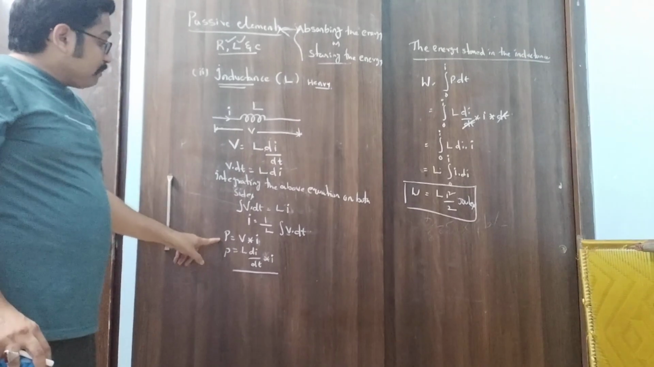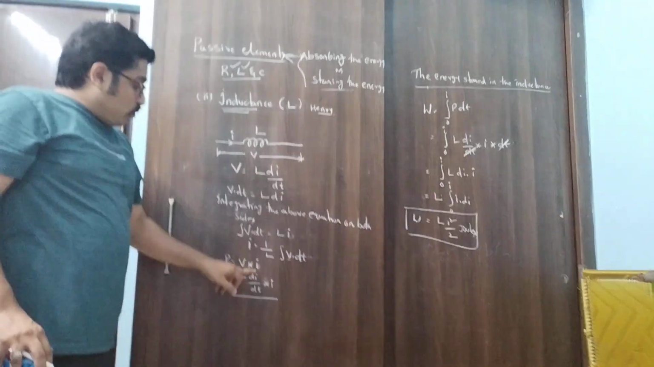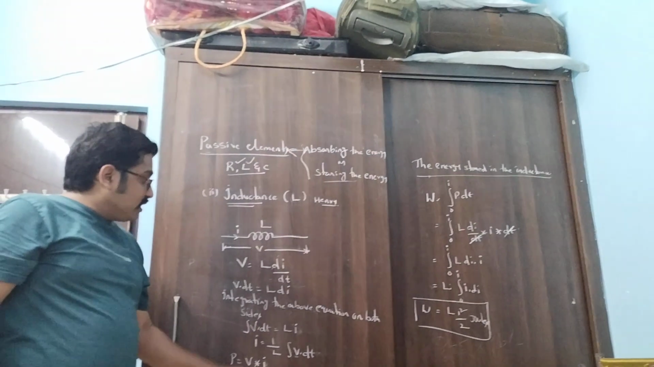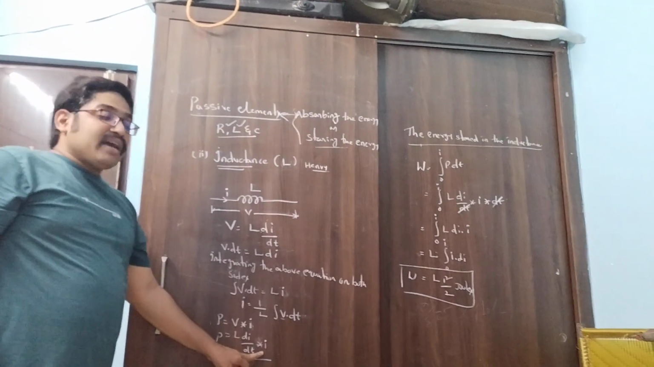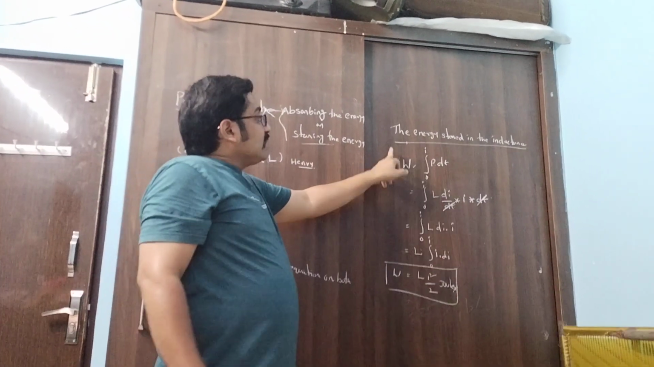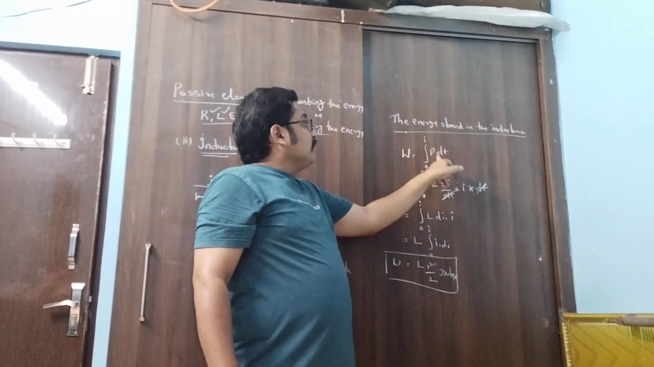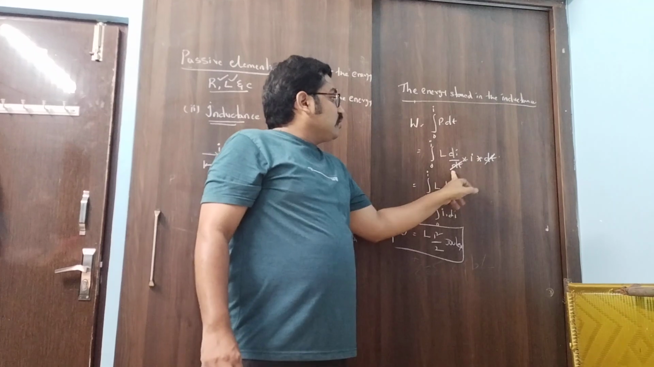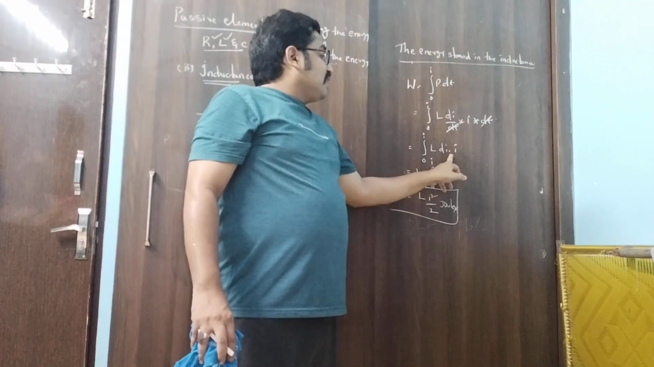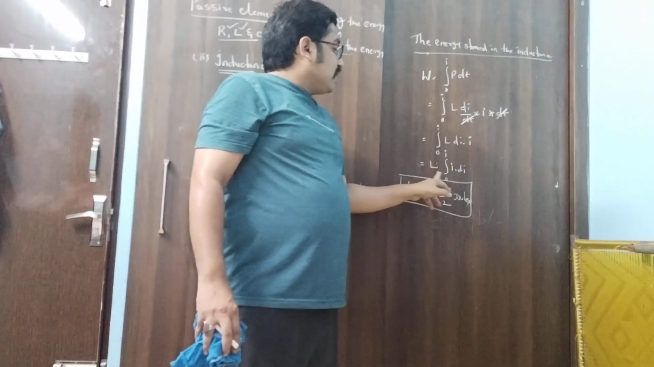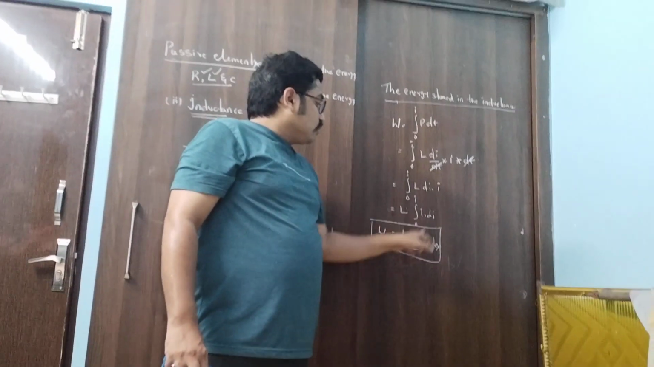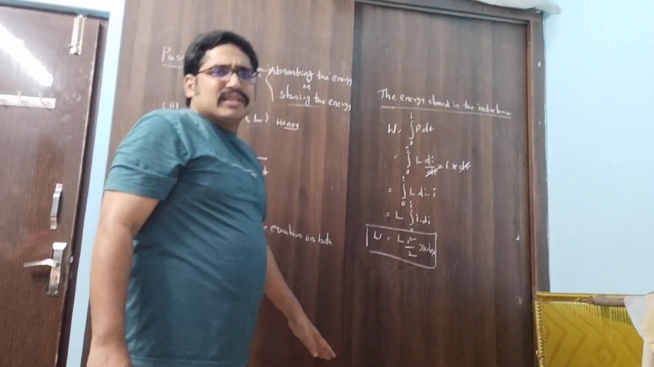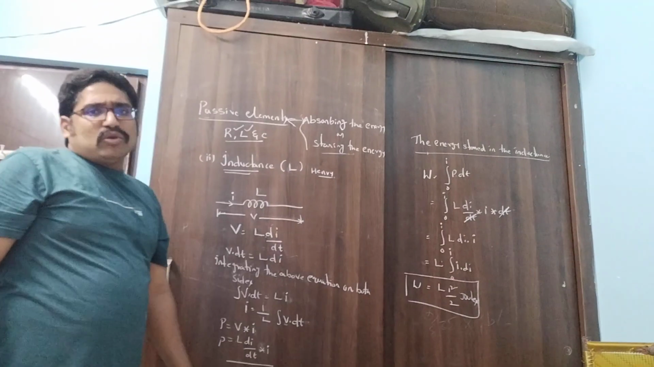So what is power in the inductance? V into I, where V is L into di divided by dt multiplied with I. Now the energy stored in the inductance W is the integral from 0 to I of P into dt. So L into di divided by dt multiplied with I into dt, dt and dt get cancelled, giving L into di into I. Taking L outside, the integral from 0 to I of I into di. So the energy stored in the inductance is half L I square joules.